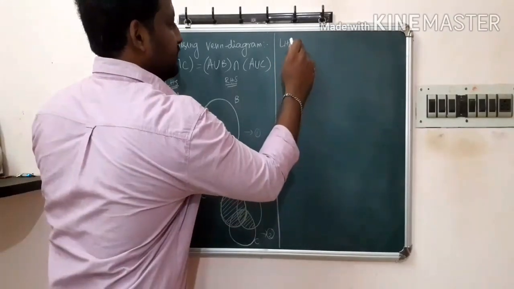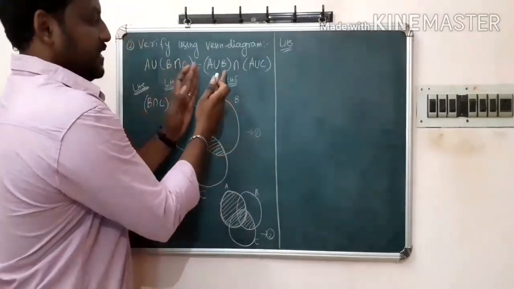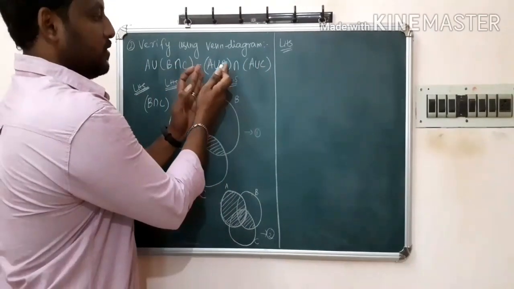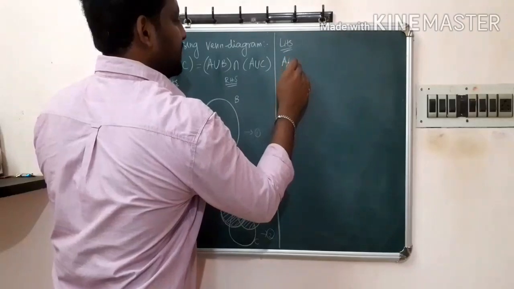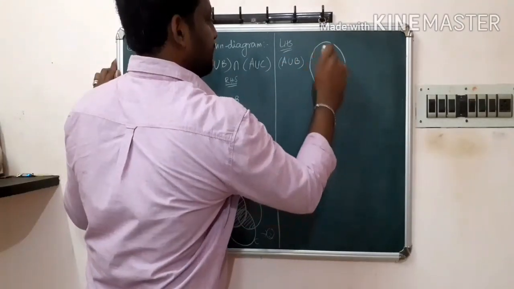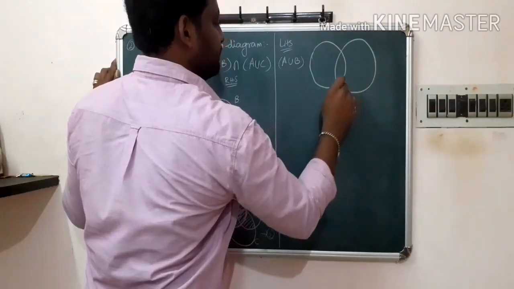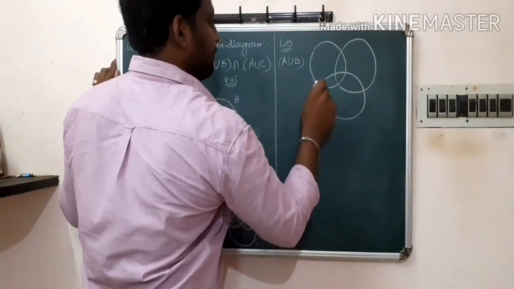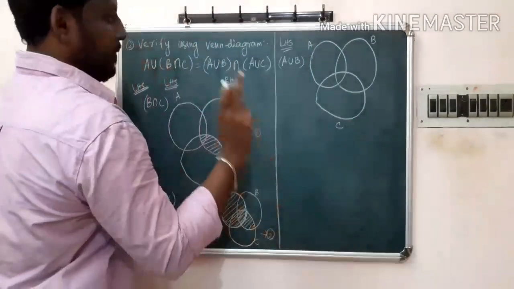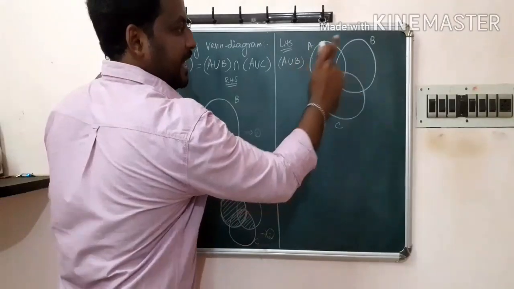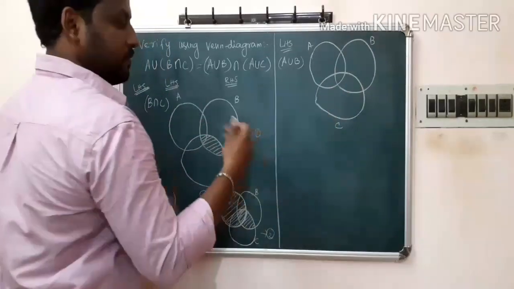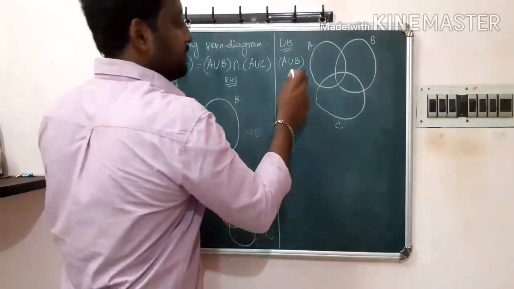So LHS. What is the condition given? A union B intersection A union C. So first we have to find out the first bracket, that is A union B. Set A and set B and set C. So this is taken as A, B, C. You must write the set names A, B, C. If you do not write the names A, B, C, your entire answer is wrong.